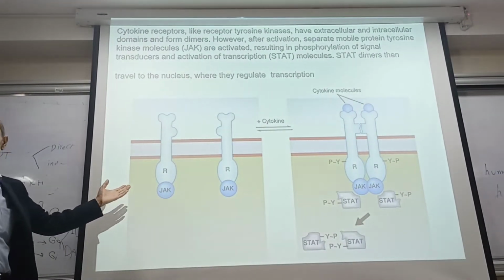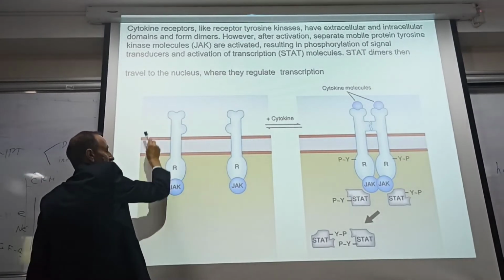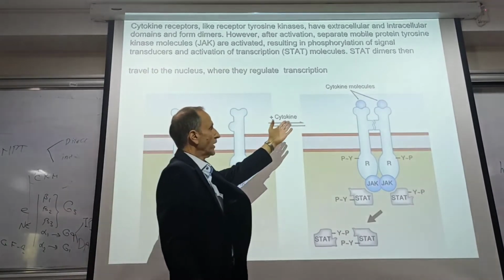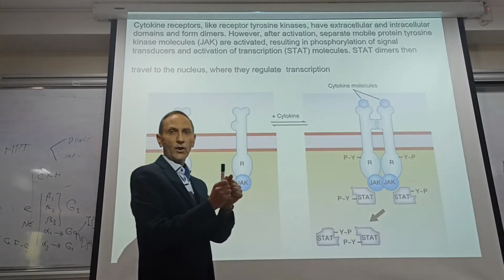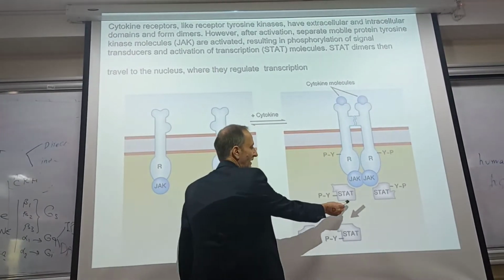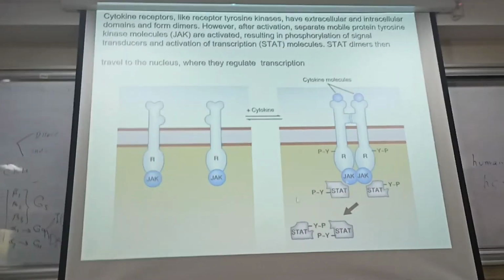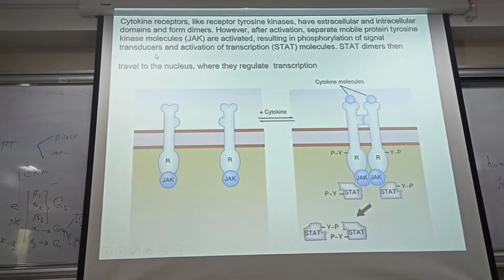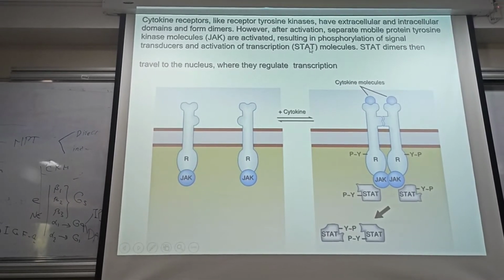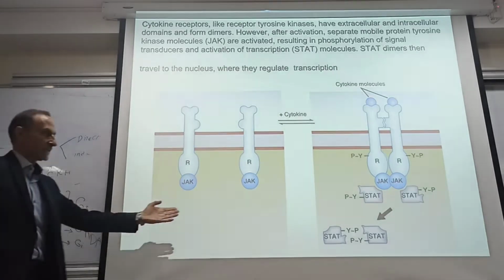Some receptors are for cytokines. You see that for cytokines, again, we have an extracellular domain and an intracellular domain. When a ligand or cytokine is present, then we have again dimerization. Okay? And we have JAK. It can activate a STAT. What's a STAT? STAT stands for signal transducers and activation of transcription. Okay? So we have STATs.